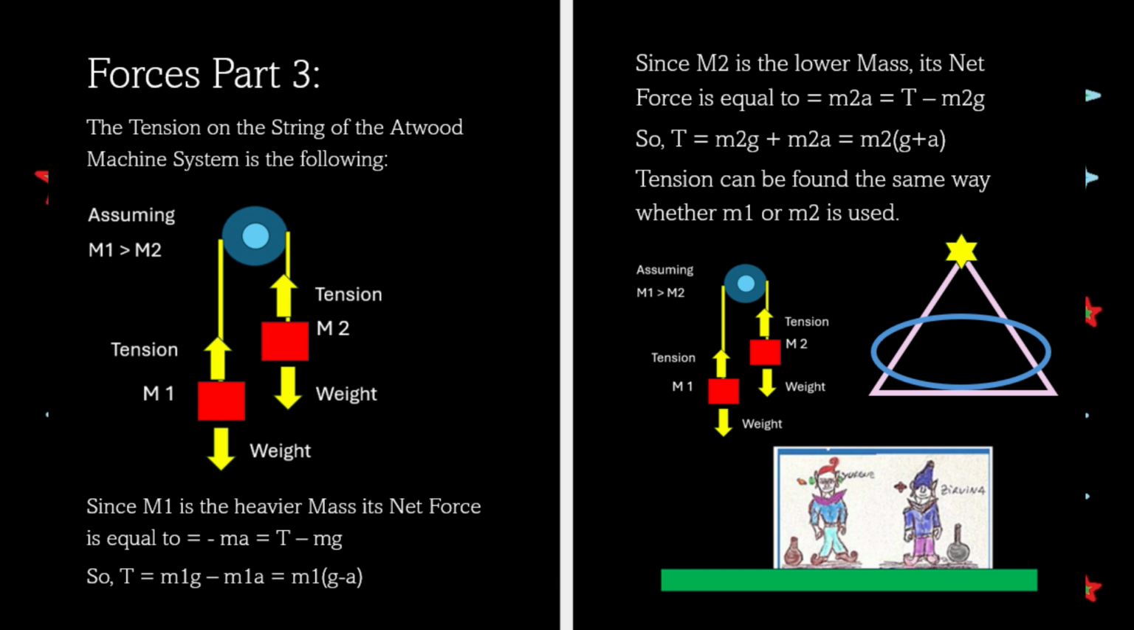Since m2 is the lower mass, its net force is equal to m2a. This time, positive acceleration, because since m2 is the lighter mass, m2 will be going up, and the pulley will be rotating counterclockwise in this case. We can find the tension likewise as m2g plus m2a, and then you get that the tension based off m2 will be m2 times (g plus a). Now, believe it or not, the math is perfect in this case, and you should get the same tension both ways. Isn't that amazing?